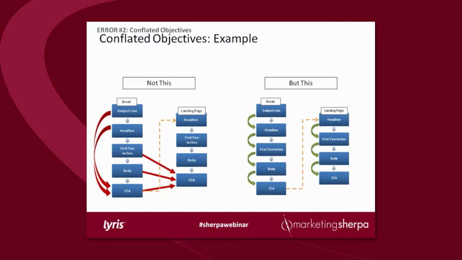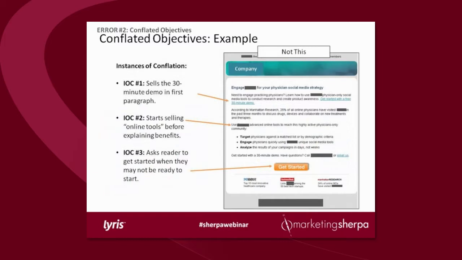So let's take a look at an example. Back to our original case study, instances of conflation. Well, instance number 1. Take a look at the first paragraph. We're already trying to sell a 30-minute demo. We haven't even established that this is valuable to them. We haven't even connected with them on the thing that matters most to them, which is what? The doctors. To do the research, yet we're already trying to sell them a demo.